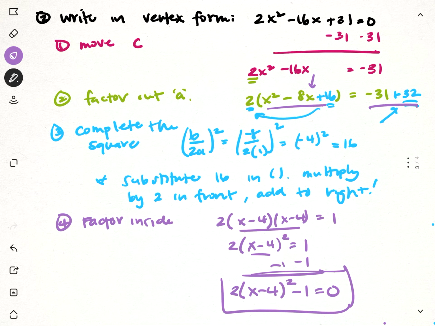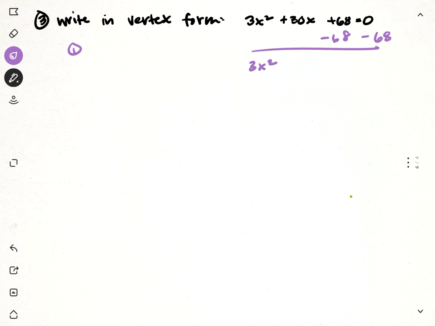Okay, let's just do another one because I'm pretty sure that was complicated. It probably will benefit you to see one more time. So this time we're looking at 3x squared plus 30x plus 68 equals 0. What we're going to do first, right? First step, we're going to move our constant, our 68. So we get 3x squared plus 30x equals negative 68.